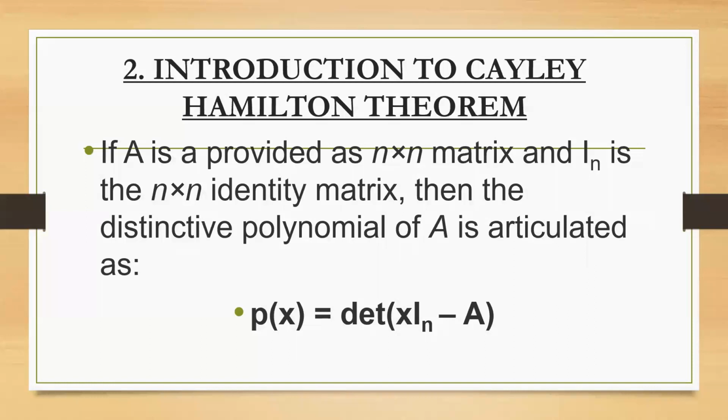So in short and easy words, this slide says that if A is an n by n matrix and I is an n by n identity matrix, then the characteristic polynomial of A is given as P of x equals det of x times the identity matrix minus the matrix A.